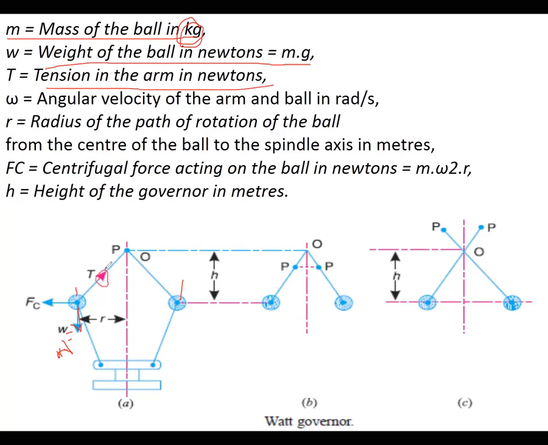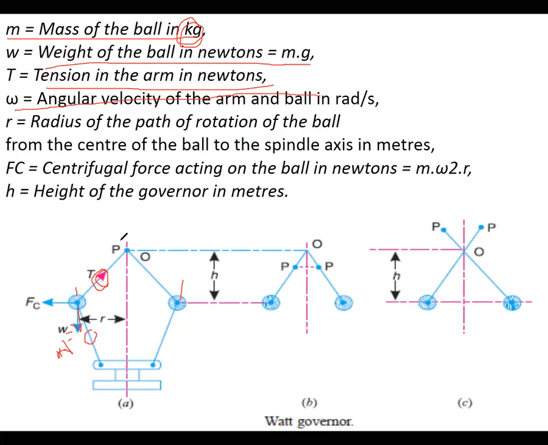Then T is the tension in the arm in newtons. So here is the tension in the arm, right? Tension in the link also we will consider, so that I'll update it to you later. So just at this time you just remember, T is nothing but tension in the arm.